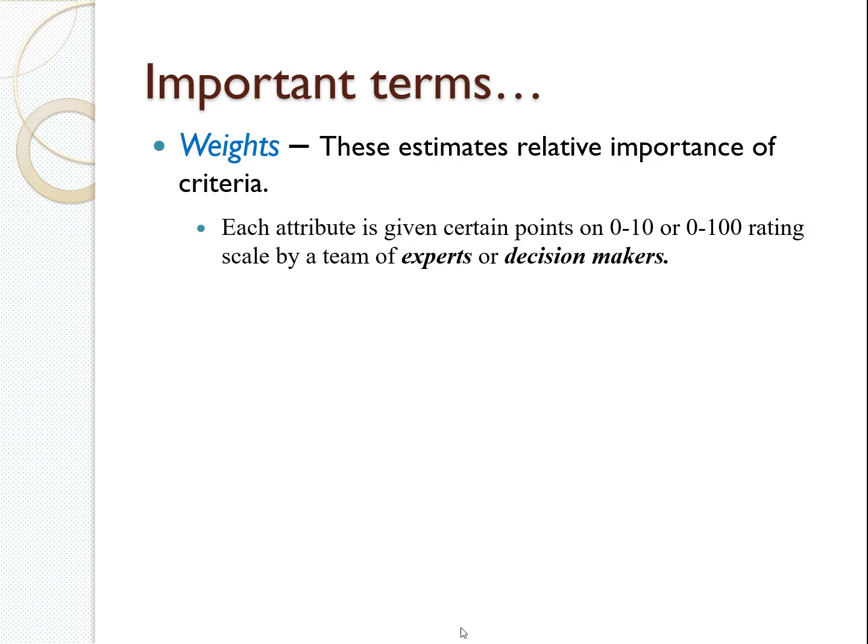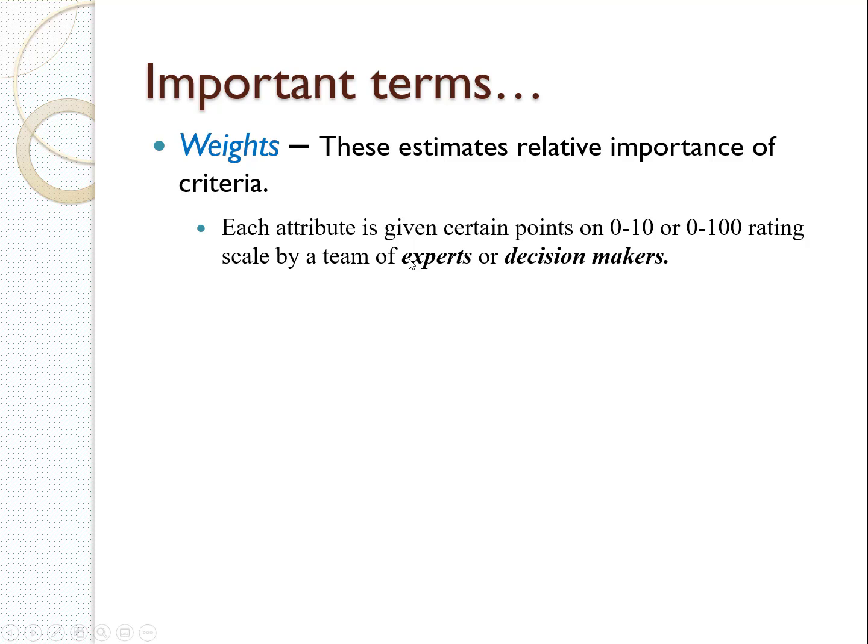Then we will assign weights. These estimate the relative importance of criteria. So each attribute is given certain points on a scale of 0 to 1. As we have already assigned weights in the AHP, similarly we will be considering different scales. For example, a Likert scale, a 9-point scale, or you can also assign from a 0 to 100 rating scale, or use a Likert scale, by an expert or decision maker.